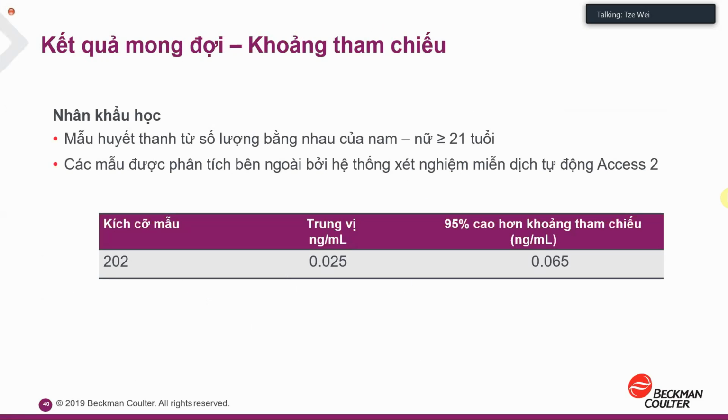So these are some of the reference intervals that we have obtained from our internal validation. You can see that the median is 0.025 in a healthy population of 202 volunteers, and this was analyzed at an external site with the Access 2 immunoassay system.